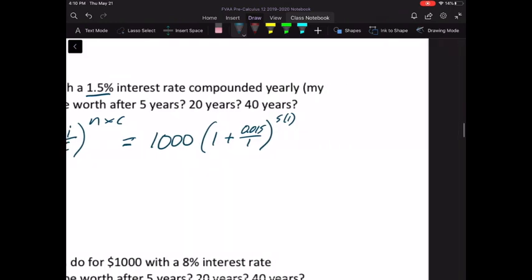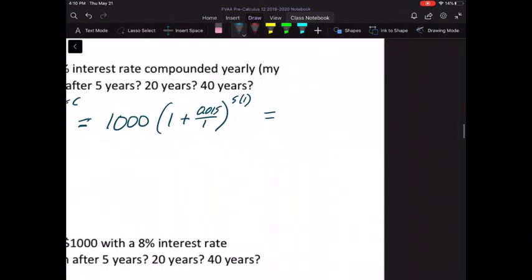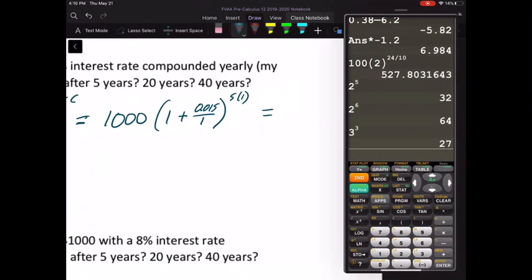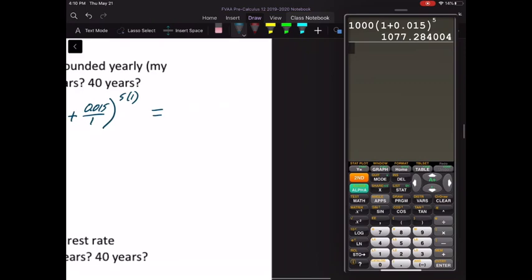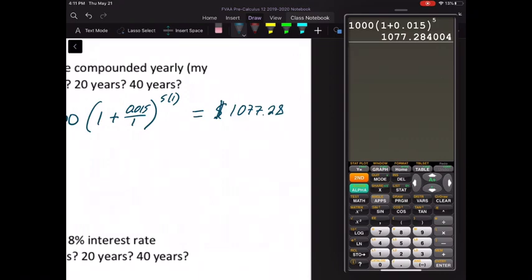All right, so what is that going to give me? Let's see if this investment after 40 years is going to be worth it. So here I have $1,000 times 1 plus 0.015 divided by 1, and then raised to the 5 times 1. And I end up with, after 5 years, I have made a whopping $77 on my investment after 5 years.